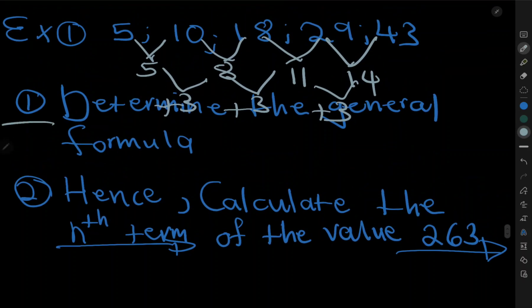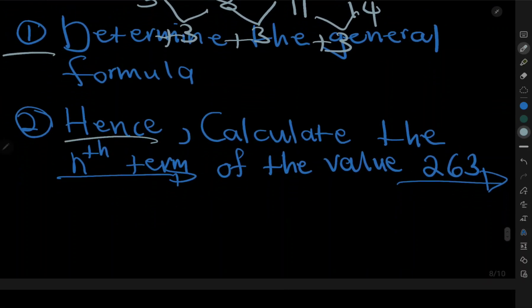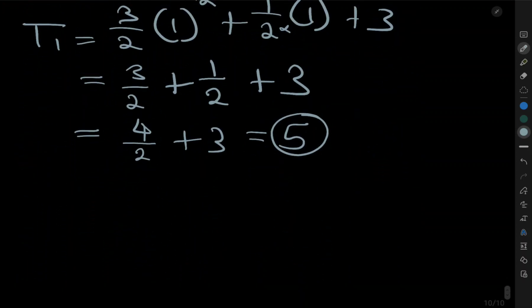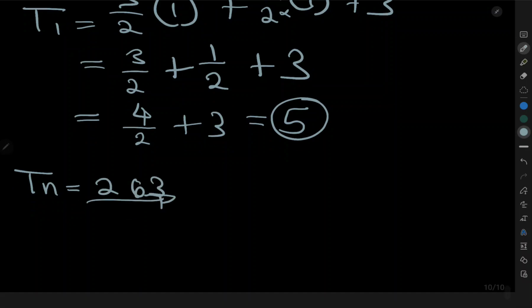So we've already answered question number 1, and question number 2 says hence. Hence basically means that from the previous question, right? From the answer of the previous question, calculate the nth term of the value 263. So what they're basically asking from us is that Tn is equal to 263, and they want us to calculate the value of n.